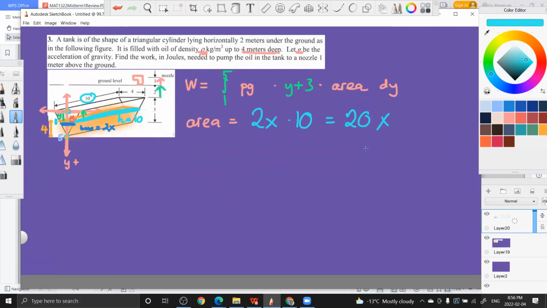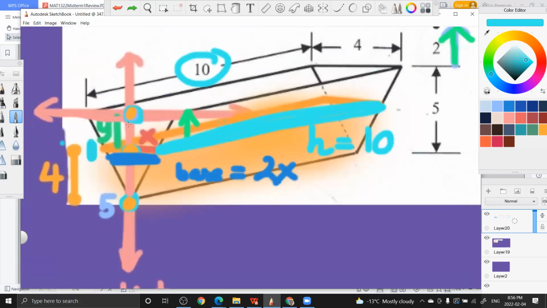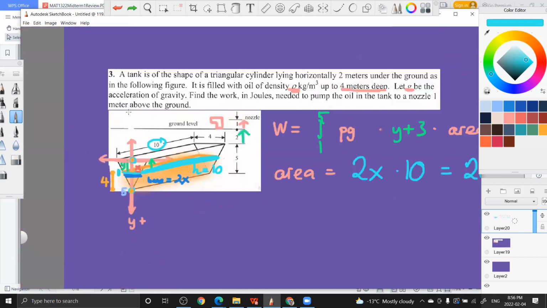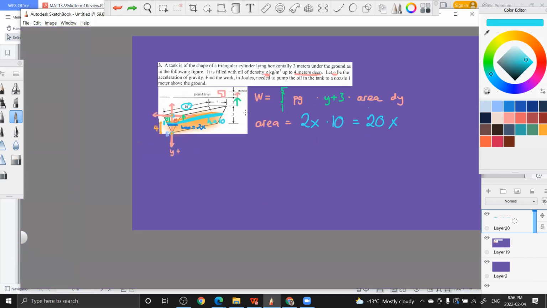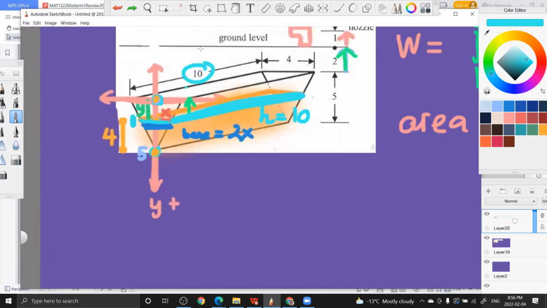But since we are integrating with respect to y, remember the cross-section is on the y-axis, right? It's not on the x-axis, because the y-axis is going through it. So the cross-section is on the y-axis because the y-axis goes through it. So we have to integrate with respect to y, which means we have to convert this into y. Now let me show you a very easy trick to do the conversion.